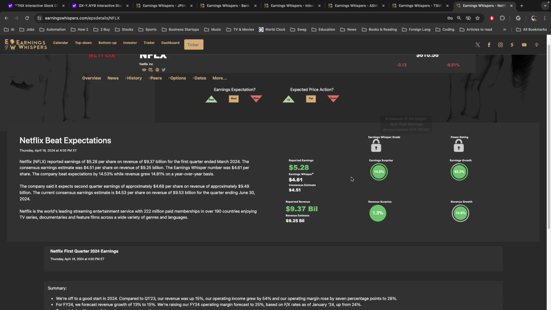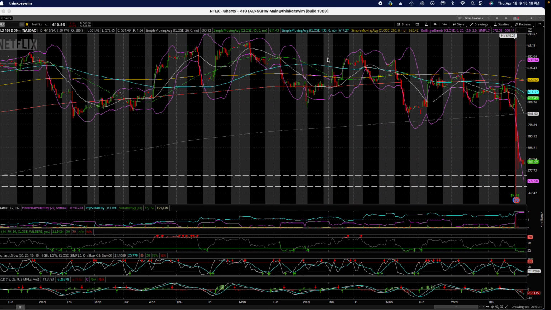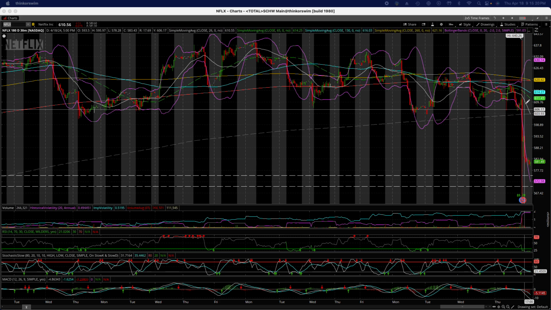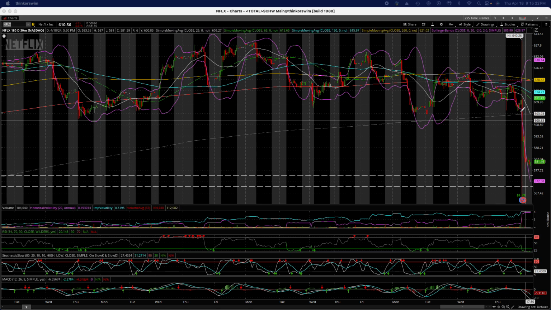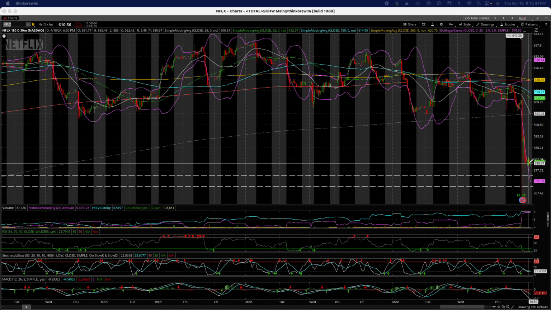So as we can see here, beat on revenue, beat on earnings. Surprises on both here. But when we take a look at their after hours, they are selling off after hours. We did get a little spike here, but this continues to sell off. I imagine this is just selling off with the rest of the broader tech index of the Nasdaq.